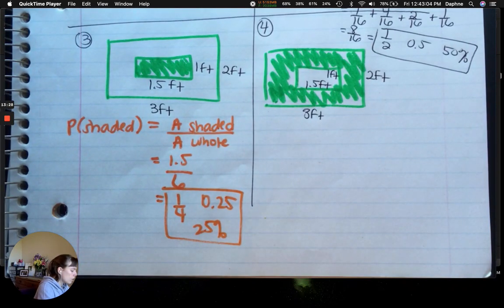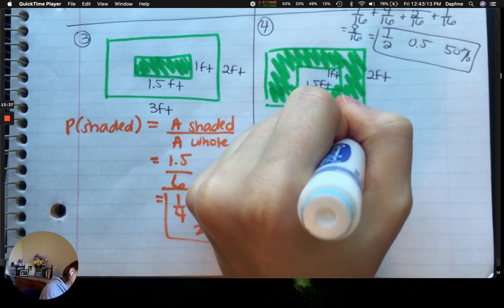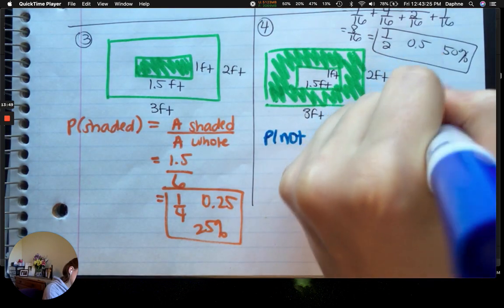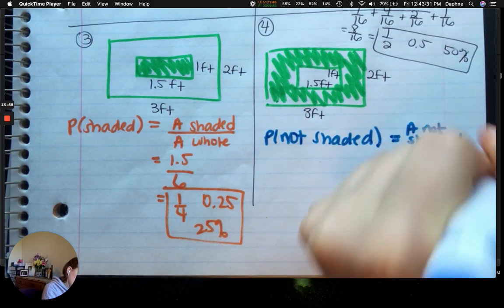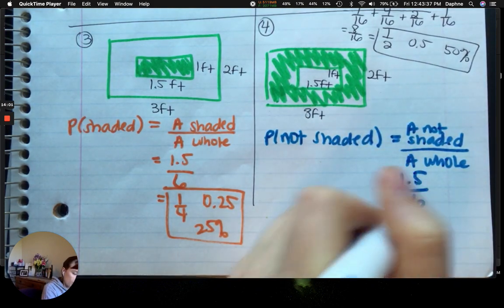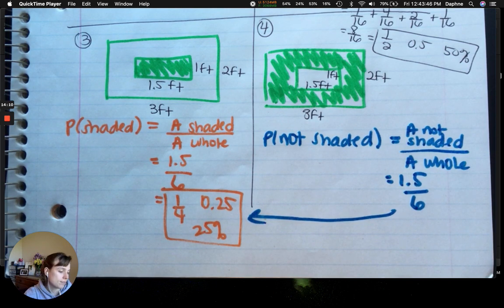On 4, we're actually going to be sneaky. Probability of not shaded. And I did get this straight from the slides of the notes that Miss Elsner and Miss Saylor are using. So, probability of not shaded. But hey, that means I want the area of the not shaded divided by the area of the whole. And would you look at that? That area will also be 1.5 divided by 6, which then gets us the same exact answers of 1/4, 0.25, and 25%.